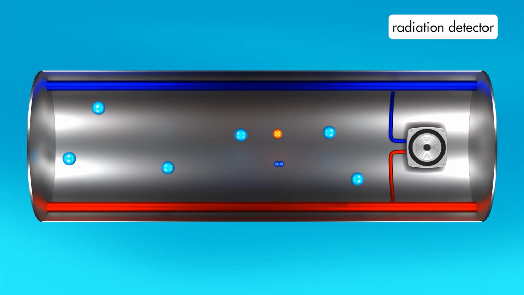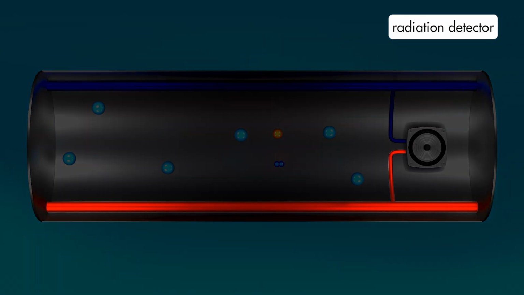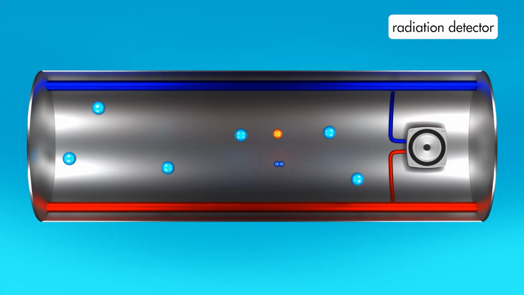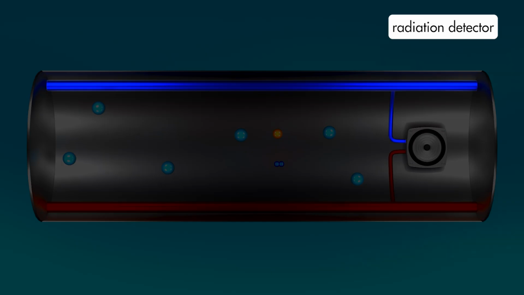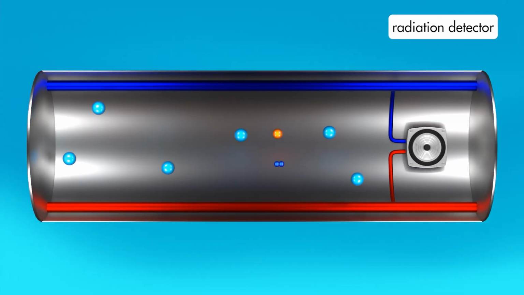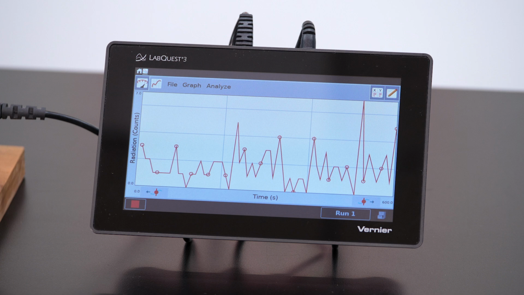The electrons are attracted to the positive electrode, and the ion is attracted to the negative electrode. This causes an electric circuit to be closed, which causes the detector's speaker to emit a beep. The number of beeps are counted and recorded as a graph on the radiation monitor. Each point on the graph represents the number of counts that occurred during 10-second intervals.